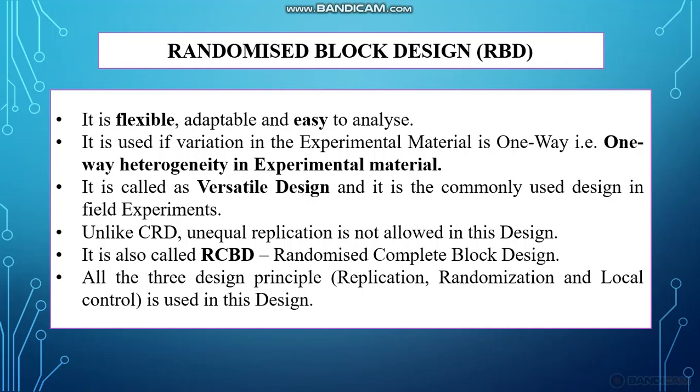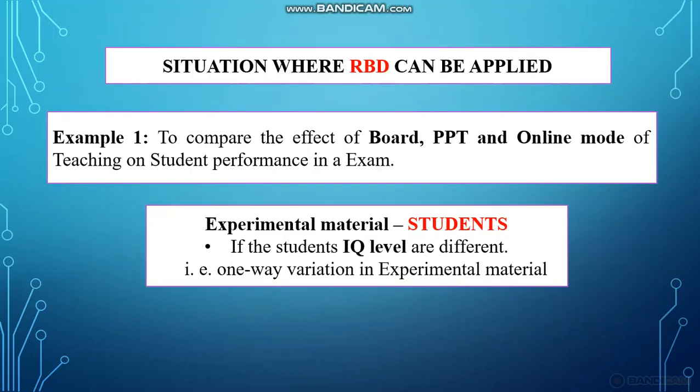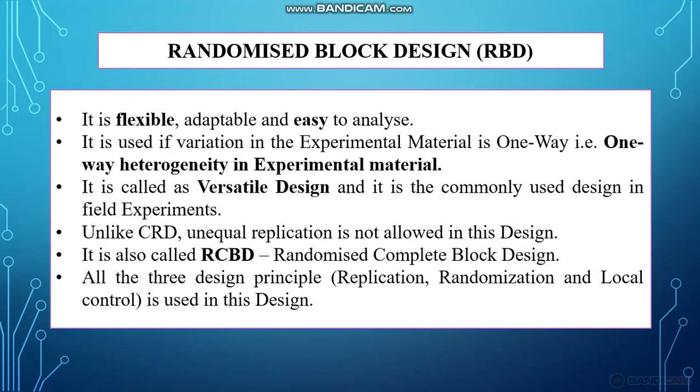RBD is used if the variation in the experimental material is one way variation. We will use CRD if there is no variation in the experimental material. If there is one way variation in the experimental material, then we will go for RBD. Let us see situations where we will go for RBD.